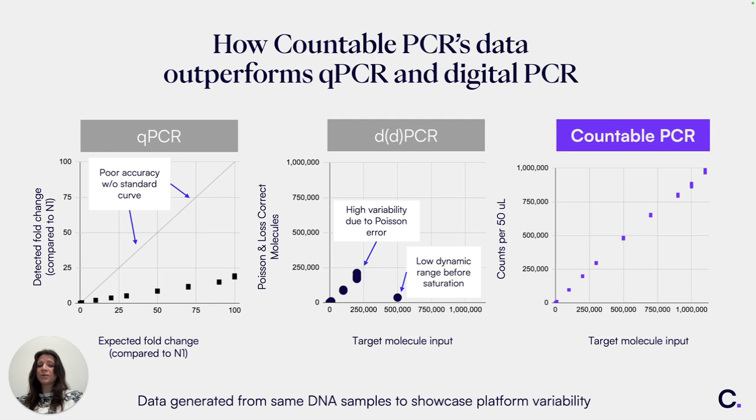But with Countable PCR, we change all that. Countable PCR counts exactly what's in your tube. Since you're amplifying and measuring directly in the same sample tube, you can load way more material with a much higher number of target molecules and accurately and precisely quantify just how much of a gene is present. There's no standard curves, no Poisson statistics, just direct counting.